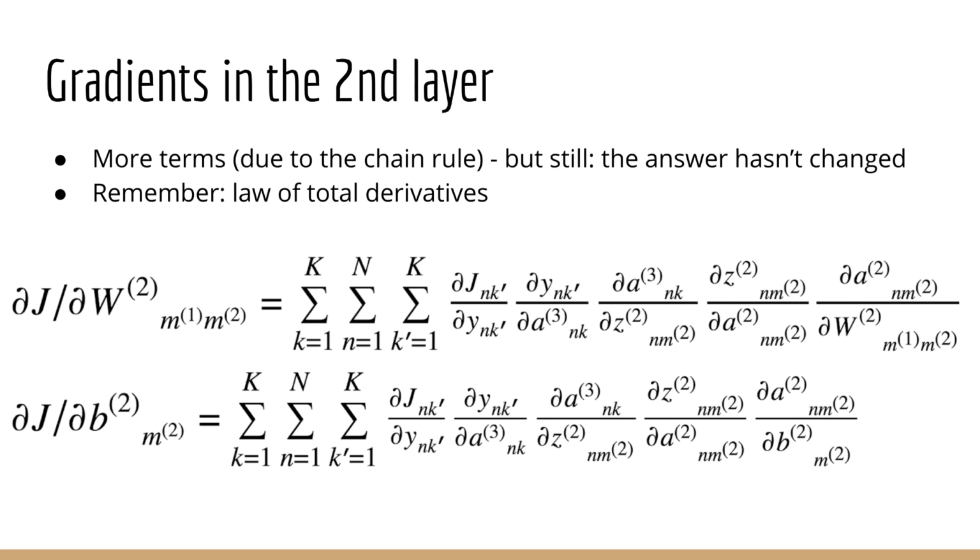One thing that's confusing about this is that there are a lot of superscripts and subscripts. So one thing you might want to do is go through each term and do a sanity check to make sure all the superscripts and subscripts make sense. For example, the indices for W2 are M1 and M2. Does this make sense? It does because we previously established that the size of W2 is big M1 by big M2.